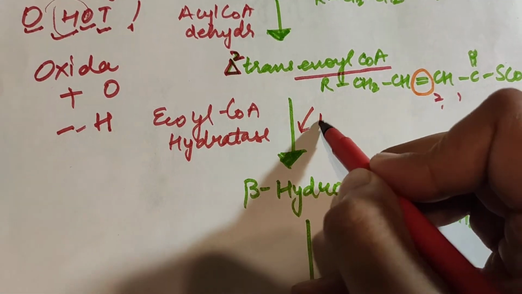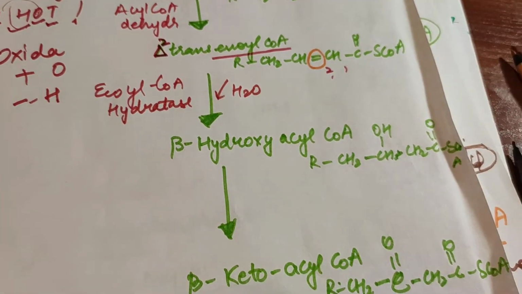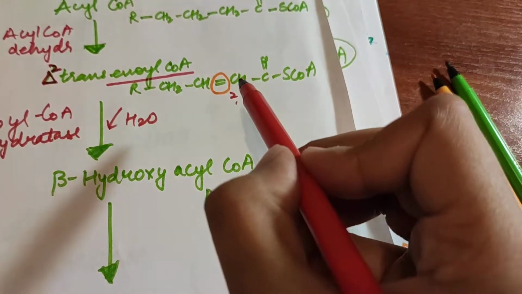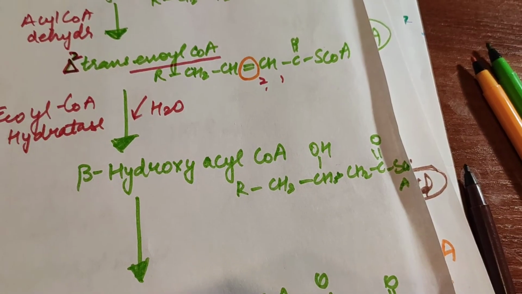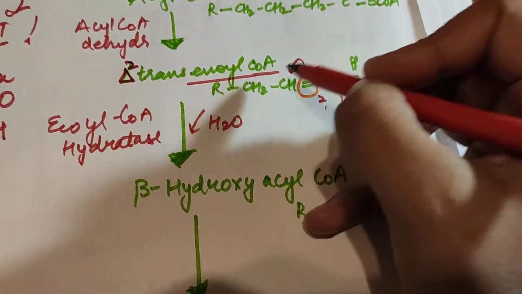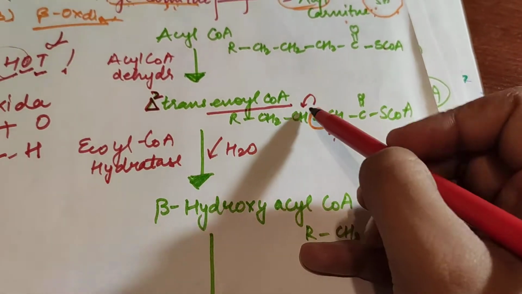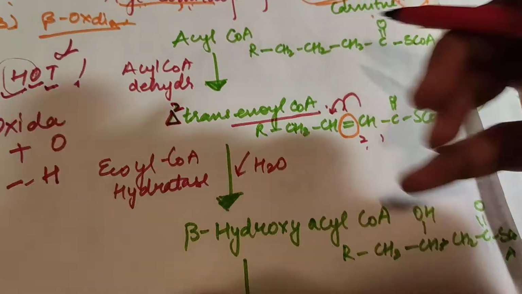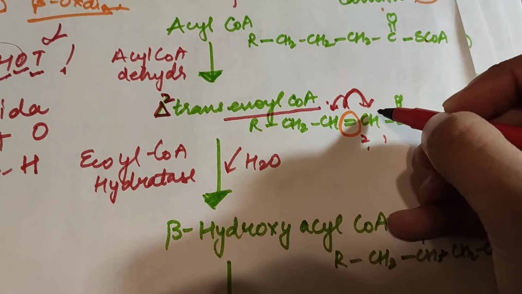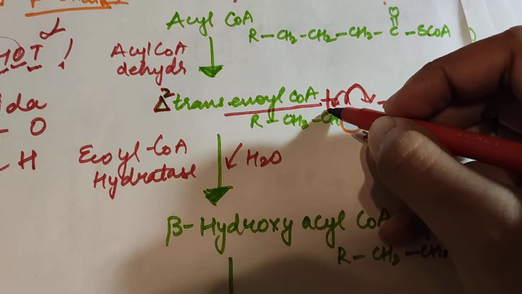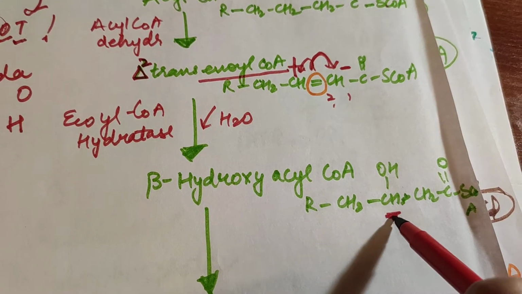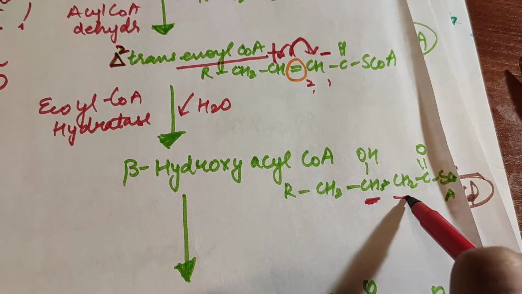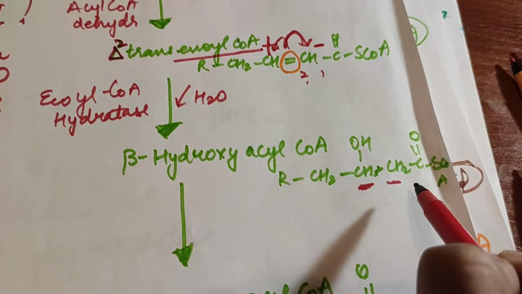Now what will happen here? Addition of water. How is the water added? This double bond will go here, on this bit. So the double bond will come here; here will come negative, here will come positive, and on the positive, OH negative will be coming, and on the negative, H will come, so CH will form CH2.